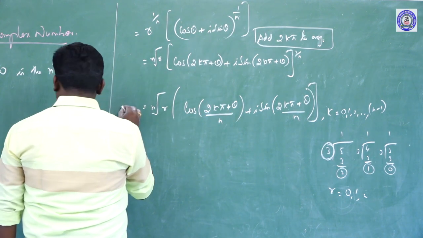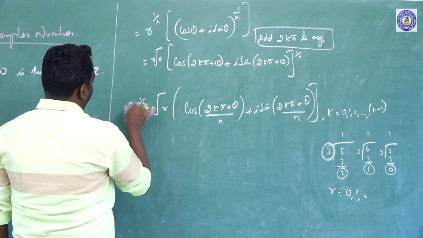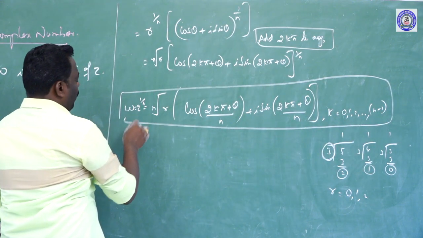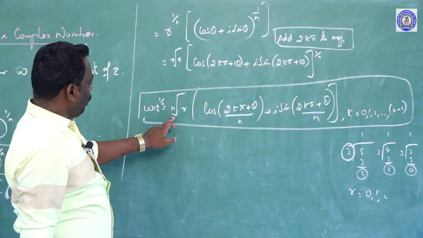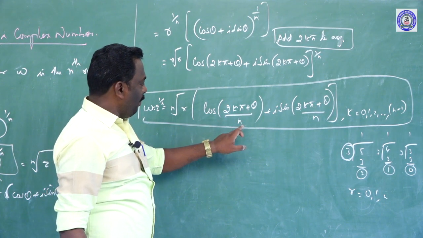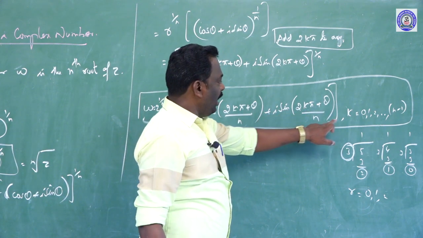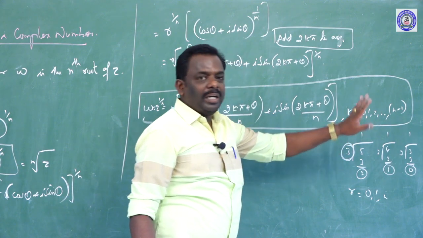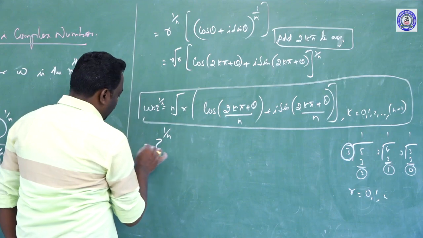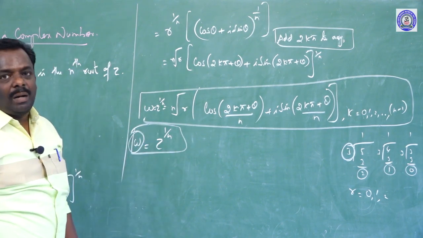This is the general form of omega, that is z power 1 by n. Z power 1 by n equals the nth root of r into cos((2k pi plus theta) by n) plus i into sin((2k pi plus theta) by n), and k takes values 0, 1, 2, etc. up to n minus 1. This is the general form of z power 1 by n, defined by omega. Omega is the nth root of the complex number z.